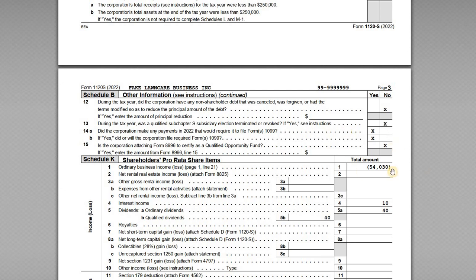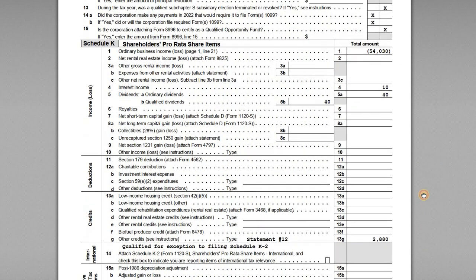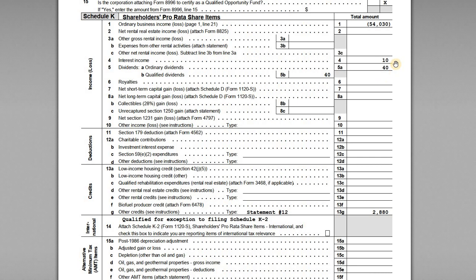Questions 14A and B, right, 1099. So we did have to issue some 1099s to our independent contractors. So we clicked yes that we had to do these, and then again we clicked yes on 14B that we did file them.